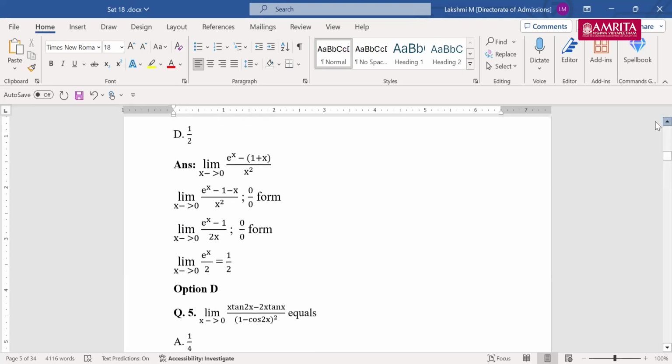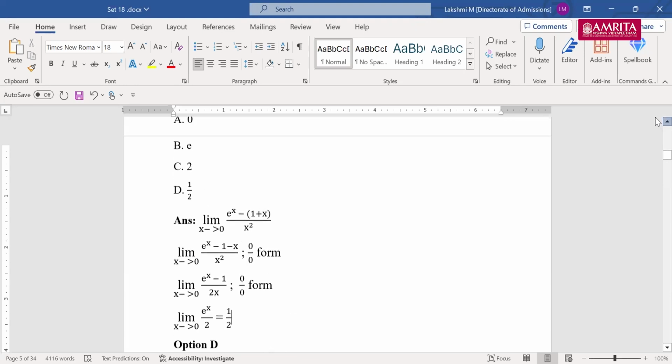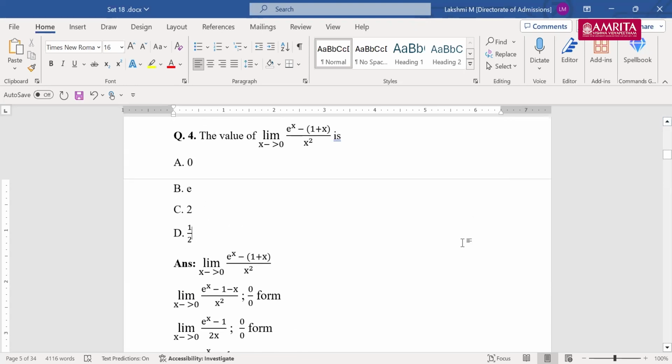Very simple question, but you have to identify the given form is 0 by 0 form. If it's of the 0 by 0 form, you have to find the f dash of x and then you can substitute for the value. If it's of the 0 form, you have to differentiate it. I hope you have studied this formula and you remember this.